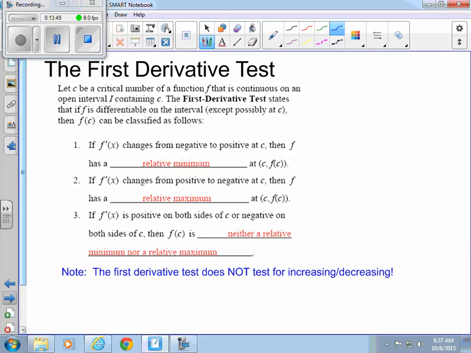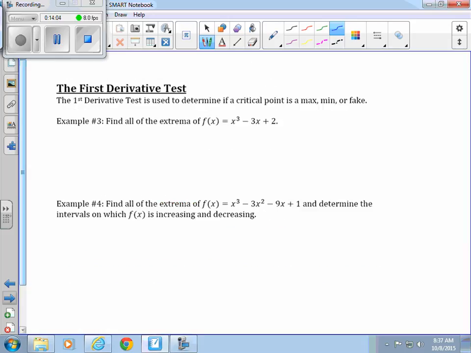One of the common misconceptions is students will say this is increasing by the first derivative test. The first derivative test tests for maxes and mins, not increasing, decreasing. Increasing, decreasing, it's just whether the first derivative is positive or negative. Okay. This is where it gets useful.